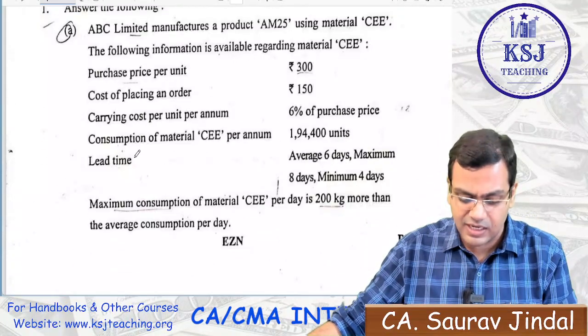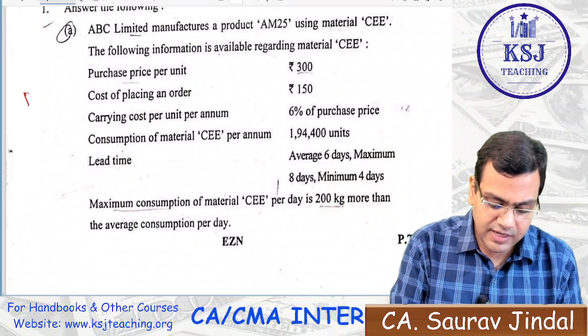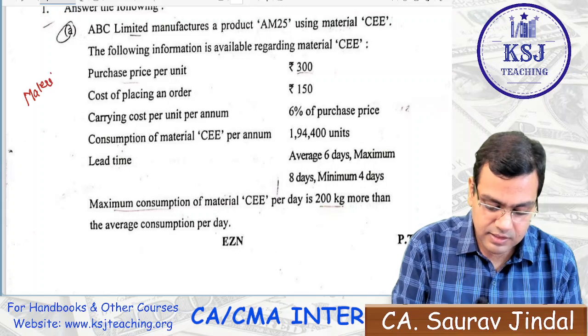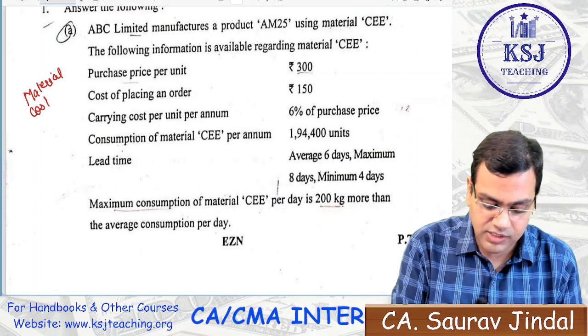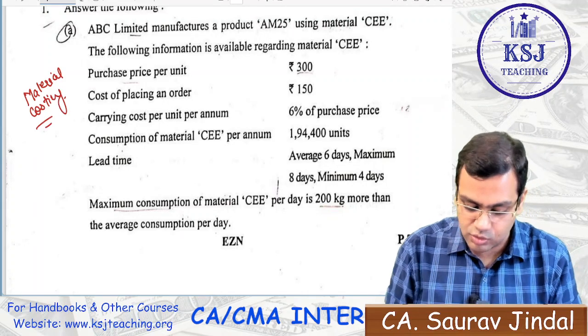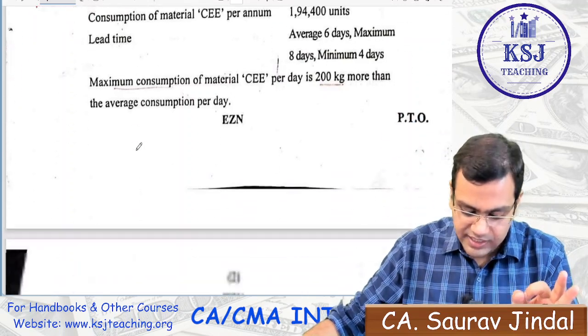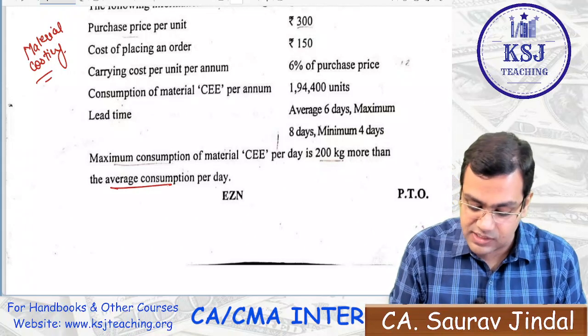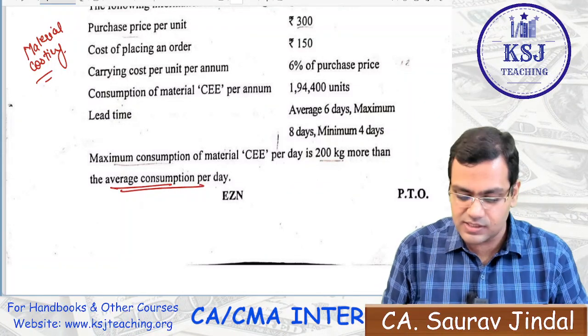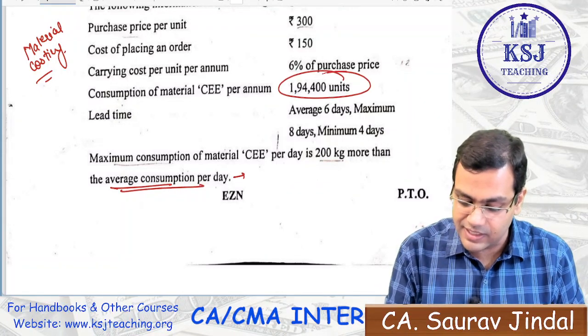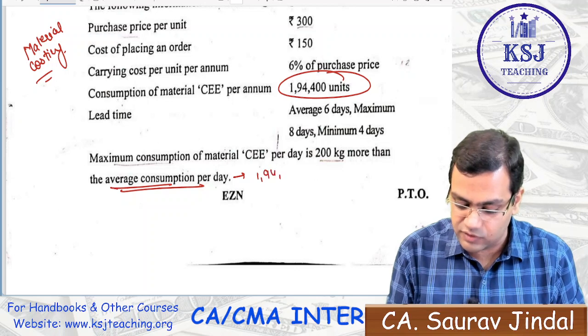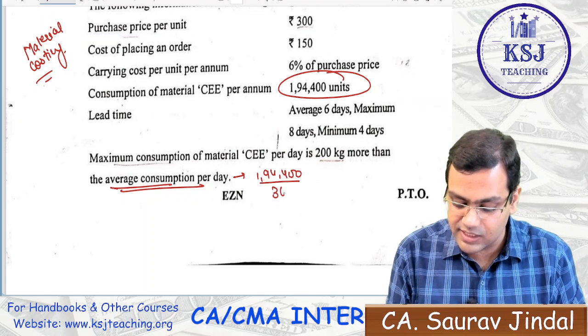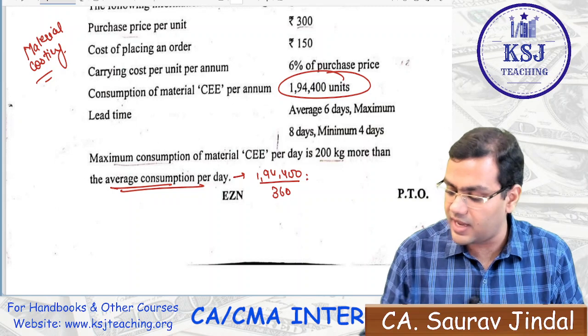First question, material costing, very simple, right? In this particular question, EOQ you would have calculated. The problem here would have been how to calculate the average consumption per day. The average consumption per day was annual requirement, that is 1,94,400 divided by 360 days. This was your average consumption.